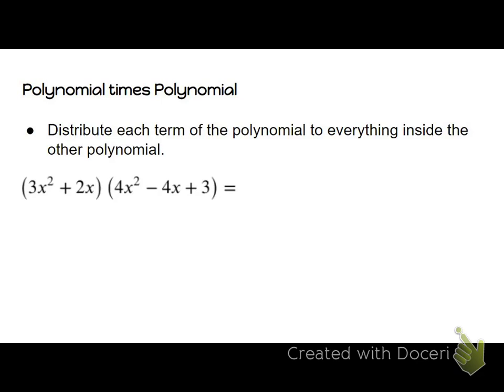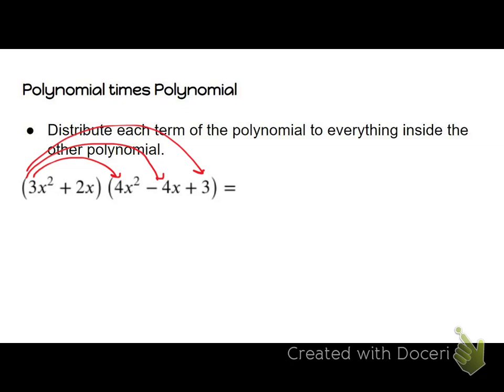This is where, again, I like to use pen colors to show where I'm distributing first. So I'm going to start with my 3x squared. I'm going to distribute that to everything inside my second polynomial. When I distribute, I like to first multiply my coefficients, then worry about my exponents. So Logan, 3x squared, I distribute it first to 4x squared. What's 3x squared times 4x squared?